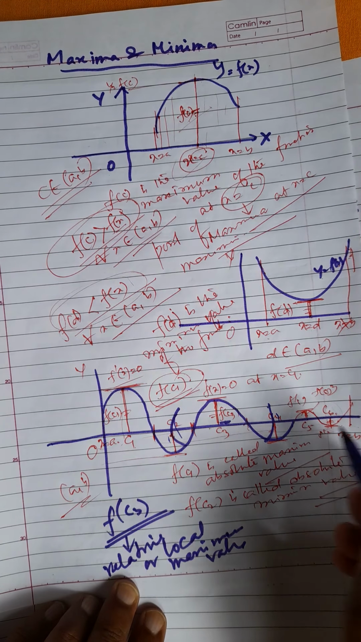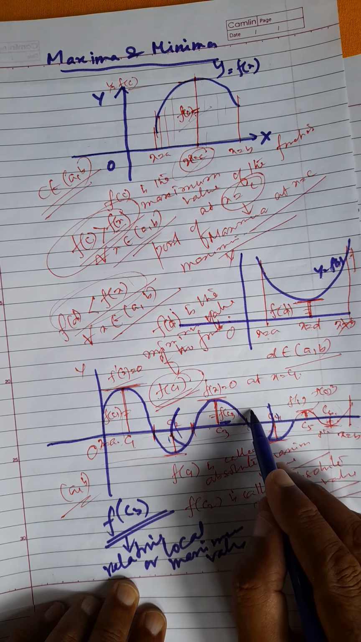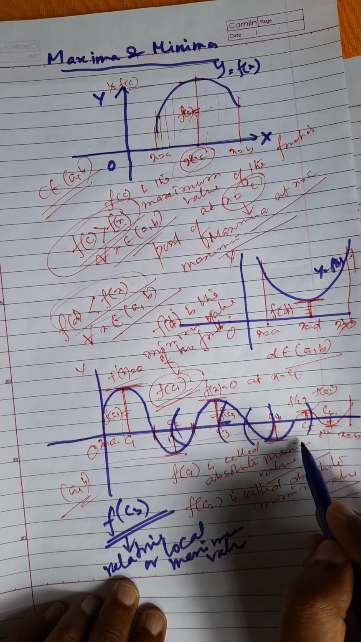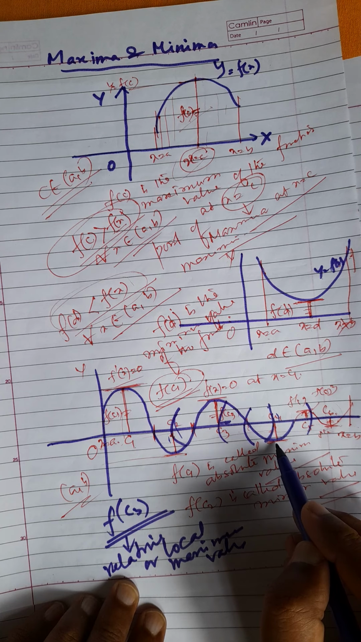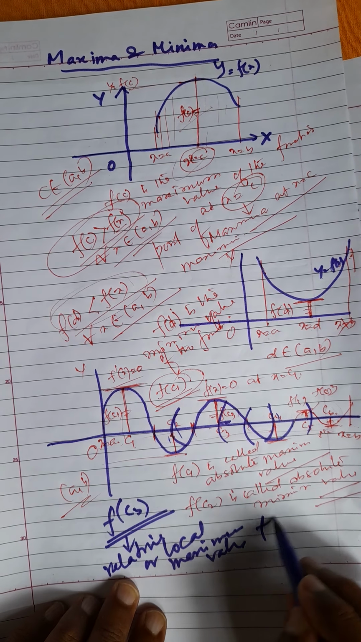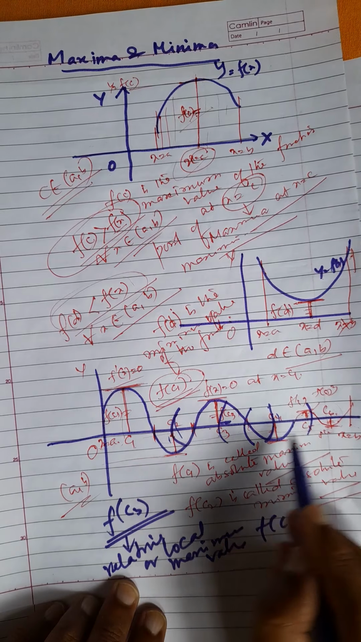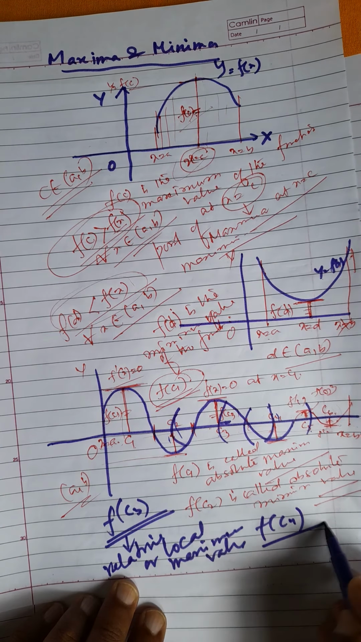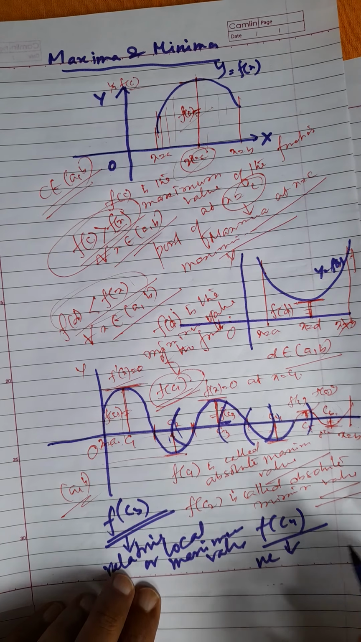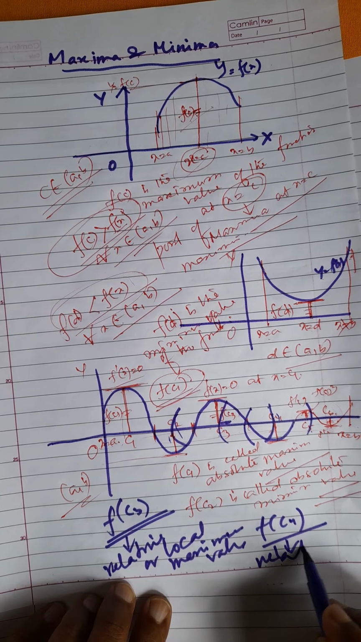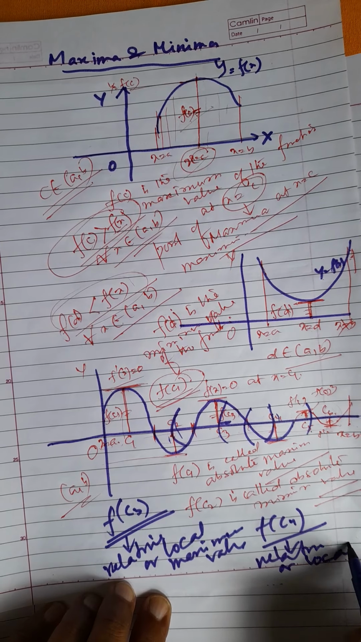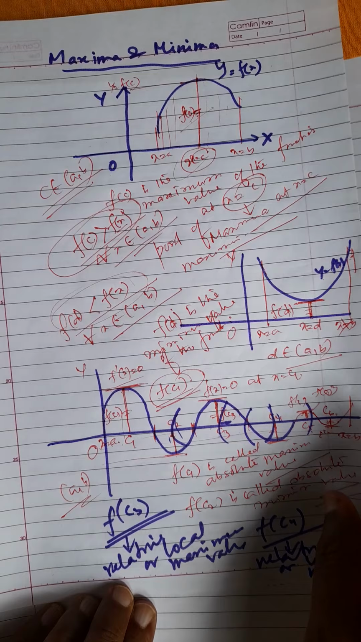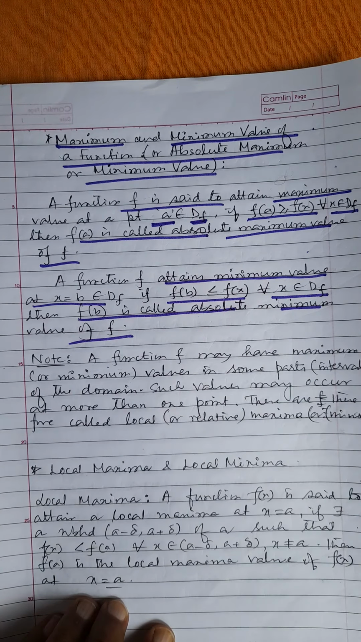Similarly, if we take the points c3 and c5, what is the minimum value? The minimum value we will take as f(c4). And c3 to c5 is also a part of the open interval a comma b. That time, this is called the relative or local minimum value. Okay, that is the thing.